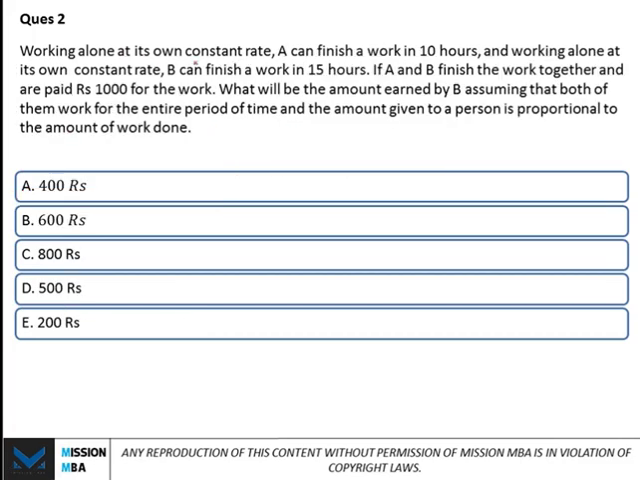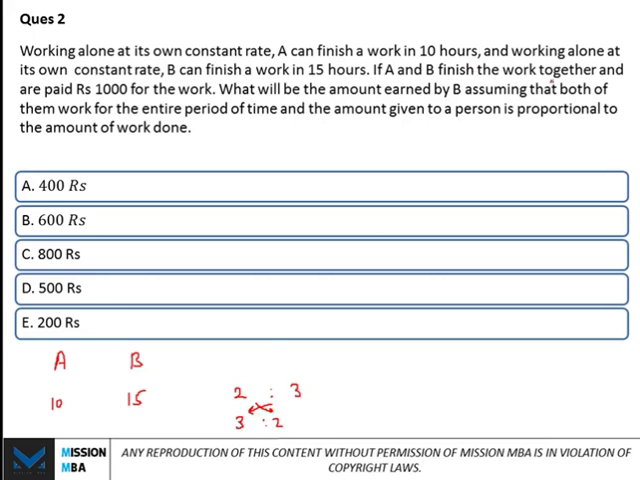So working alone at its own constant rate, A can finish a work in 10 hours. Let's write down the time of A. And working alone at its own constant rate, B can finish a work in 15 hours. Fine. That means the ratio of their time is 2:3. So the ratio of their efficiency is 3:2. Reverse, we have already known that rate is inversely proportional to the time.